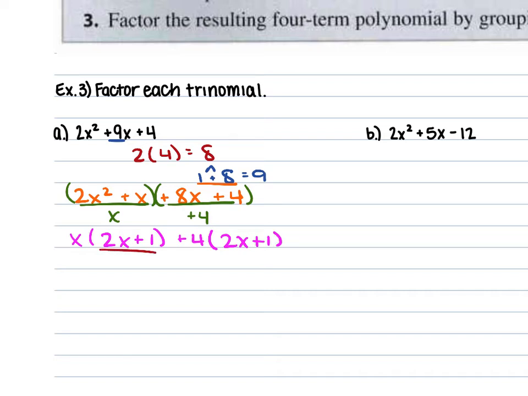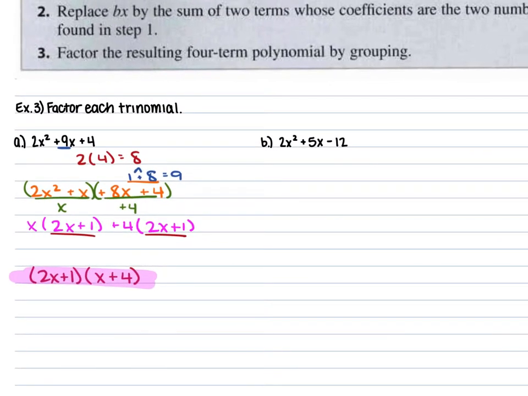From here, those two sets of parentheses are the same, so we are going to rewrite one of them to represent both, and then form another with the x and the positive 4. So we have 2x plus 1 times x plus 4.